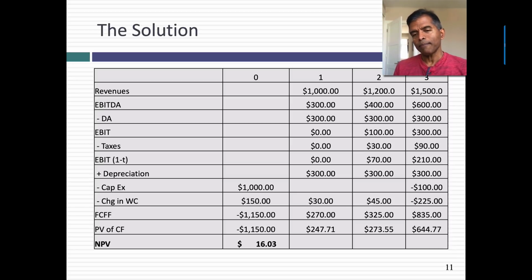Now comes the working capital. Remember, it's 15% of revenues. 15% of $1 billion in year 1 is 150 million. Now you take 150 million, you show it in year 0.